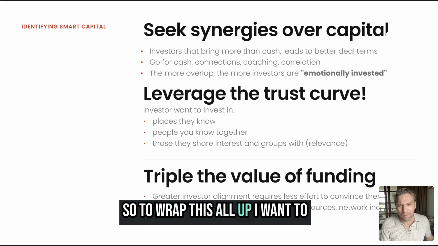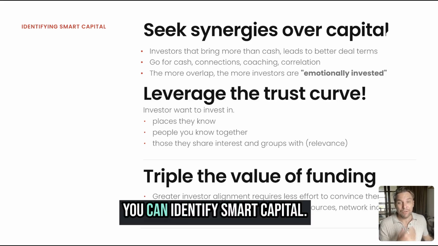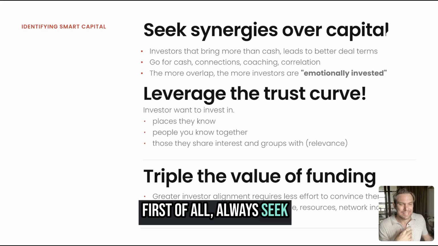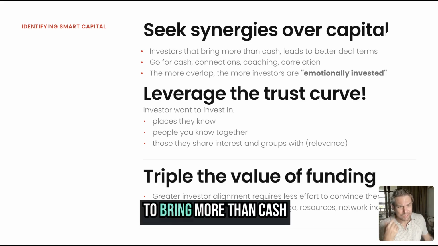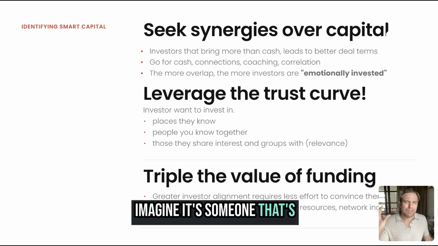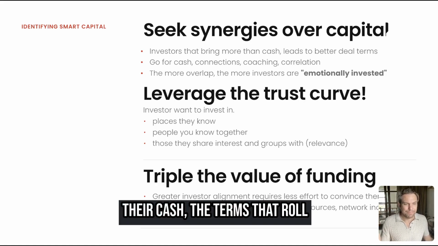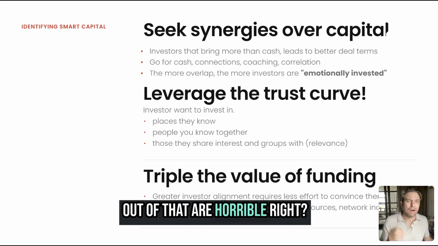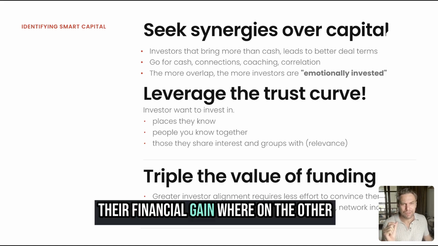So to wrap this all up, I want to give you a few additional items on how you can identify smart capital. First of all, always seek synergies over capital. Capital is a commodity. Investors that bring more than cash lead to better deal terms. Imagine that someone is only interested because of their cash. The terms that roll out of that are horrible, right? Because people are only interested in their financial gain.